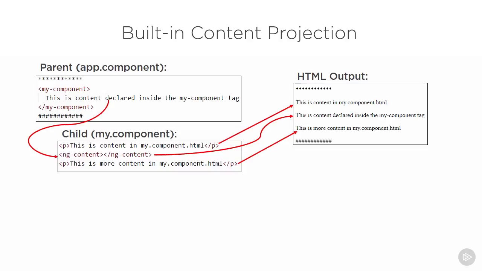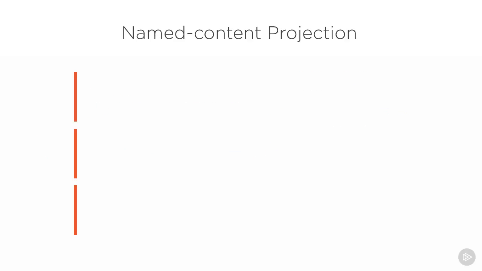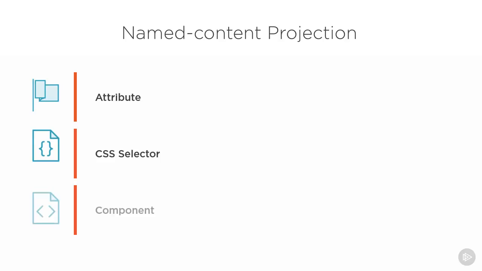Named content projection lets you define multiple pieces of content and then have multiple ng-content elements which are configured to display a specific piece of content. Each specific piece of content can be identified by an attribute, a CSS selector, or via a component's element tag. Let's go take a look at these plus normal or single slot projection in our demo.